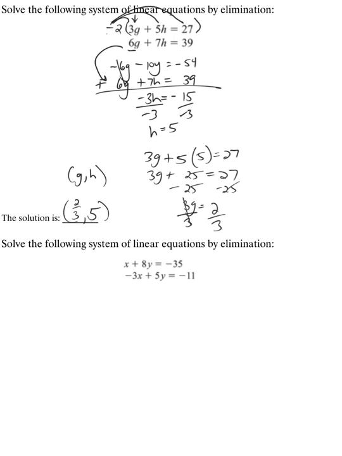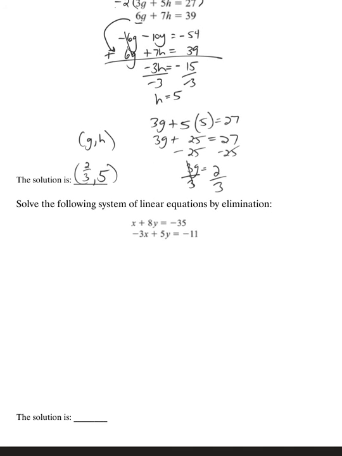Why don't you take a moment and do this next example. Pause the video, get as far as you can, come back and see if you did it the way that I would have done it, or close.